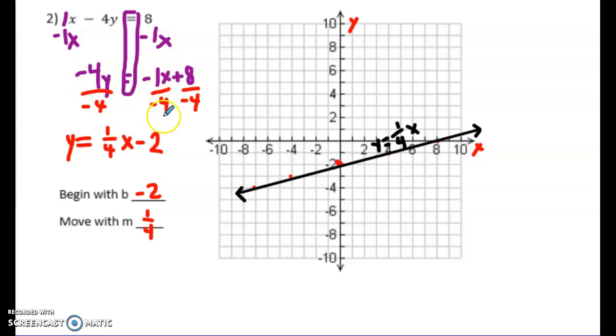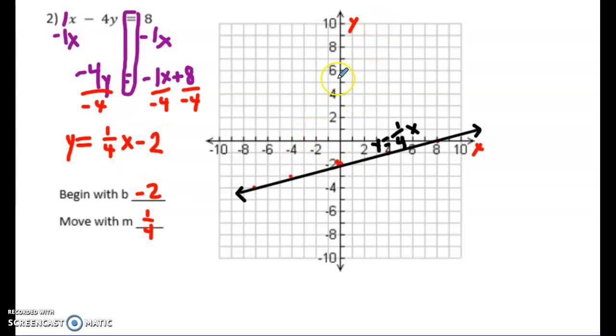So yes, we are going to have a fractional slope value right here. Just leave it 1/4. Remember, a negative divided by negative turns positive. 8 divided by negative 4 is negative 2. That is our beginning point, remember, our y-intercept. So negative 2 this time.